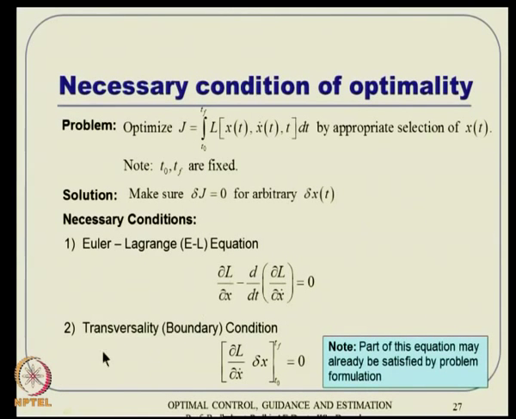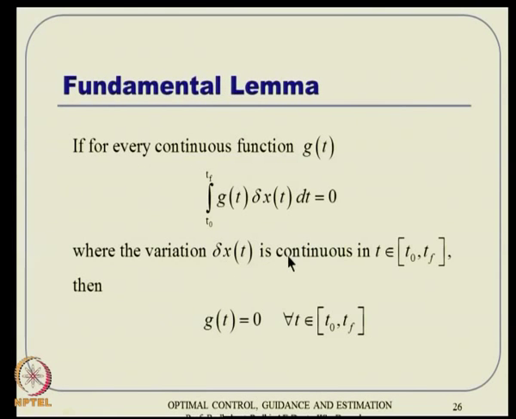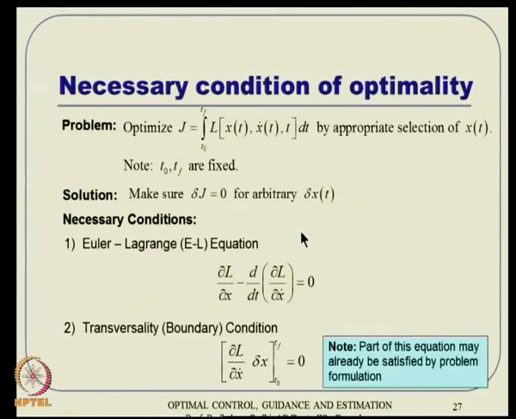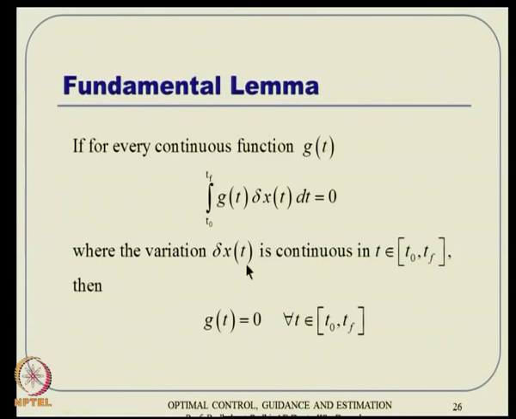Alright, based on that observation, we formulated a variational optimization problem, which is something like this. We are interested in optimizing this functional by appropriate selection of x of t, with t0 and tf started as fixed values. All that was necessary was to find the conditions for the first variation to be equal to 0. So, we analyzed that expression, took the first variation, and invoked this theorem: if for every continuous function g of t this integral is 0, then there is no other way, g of t has to be 0.